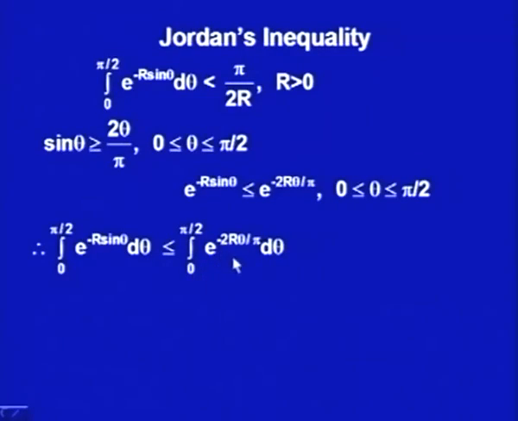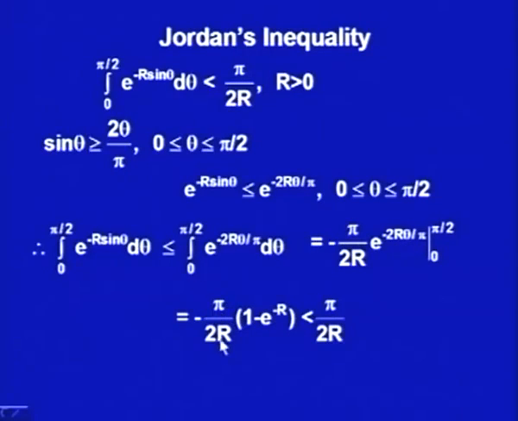Its integration would be minus pi upon 2 r e to the power minus 2 r theta upon pi. Evaluate it from 0 to pi by 2. Evaluation at 0, because it is a minus sign. First let us evaluate at 0. At theta equal to 0, this gives me 1. At theta equal to pi by 2, this gives me e to the power minus r. So what I would get is minus pi upon 2 r times 1 minus e to the power minus r.